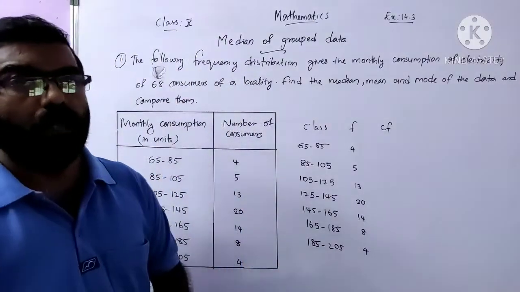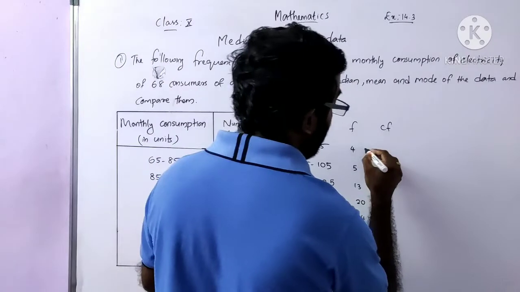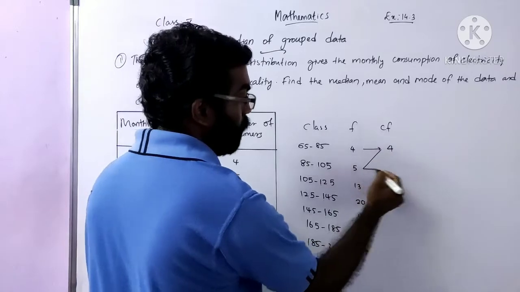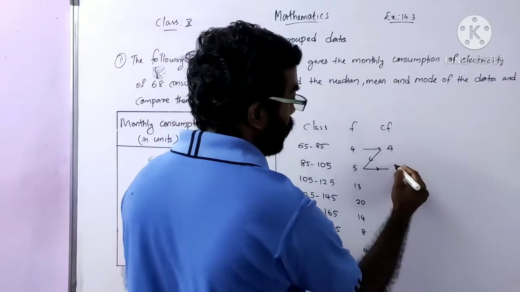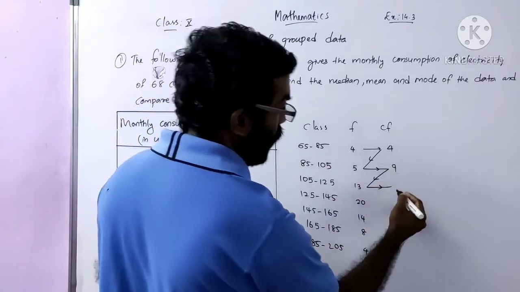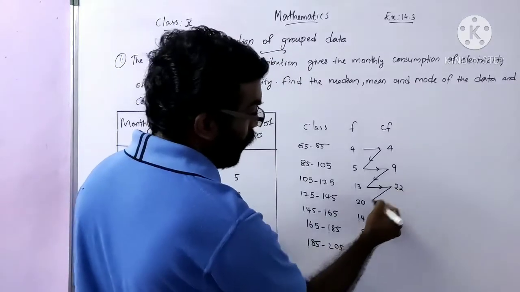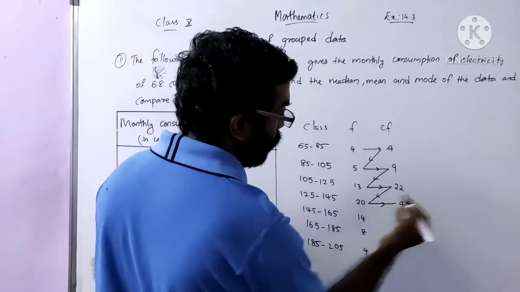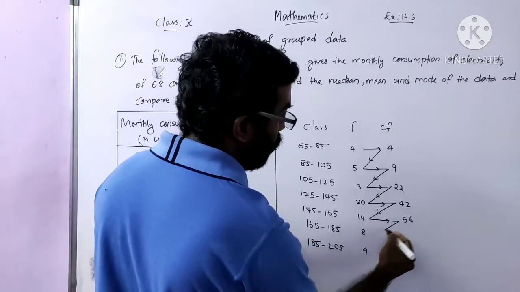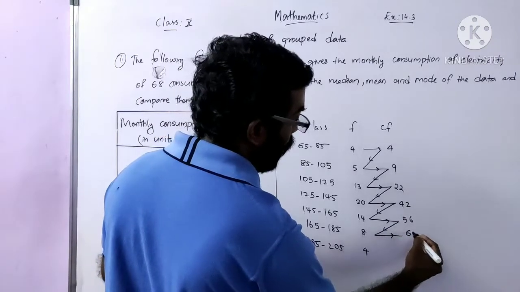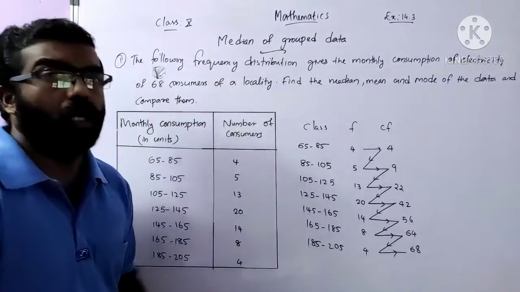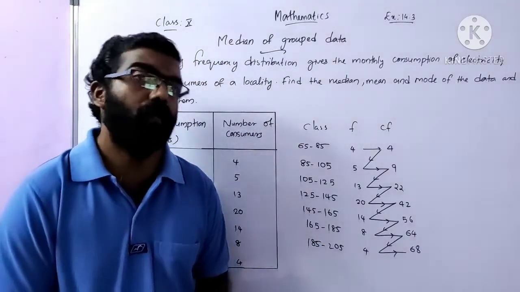In order to write the cumulative frequency, first we write the first entry as it is, that is 4. Now we add 4 and 5, which is 9. Then 9 plus 13 is 22. Then 22 plus 20, that is 42. Then 42 plus 14, 56. Then 56 plus 8, 64. Then 64 plus 4, 68. So in this manner we can find the cumulative frequency.